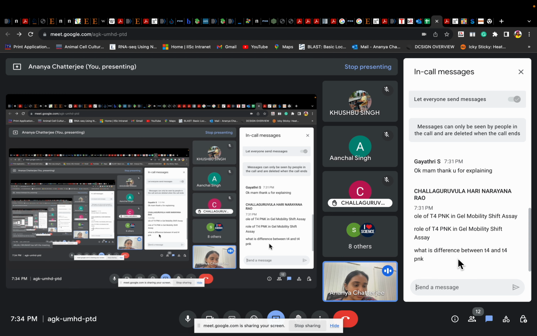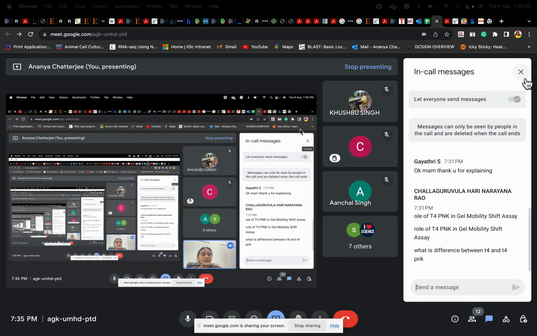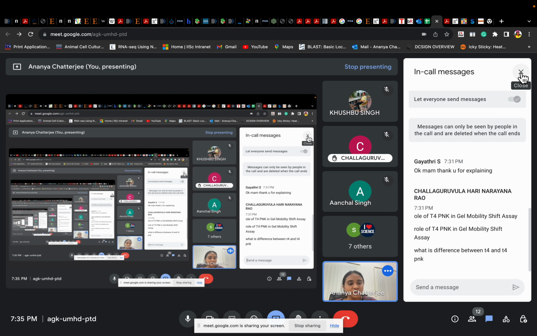And what is the difference between T4 and T4 PNK? I'll be discussing that in the next class. PNK is the kinase and T4 is not. But what is the difference? Definitely I will discuss it in the next class. If you have any additional doubt, you can let me know, and I'll be able to discuss it next class. Thanks for your question, Harinarayan.